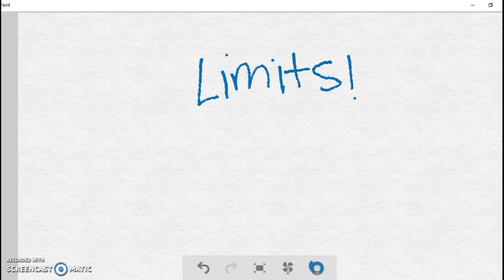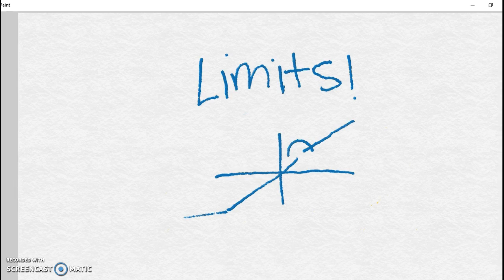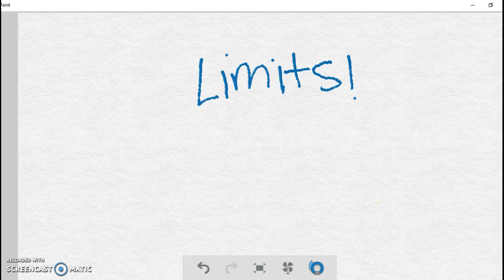If you're wondering what a limit looks like, it's basically just like a normal function. But then somewhere in the function there is a break or a missing piece. Here's an example of what a limit function would look like.